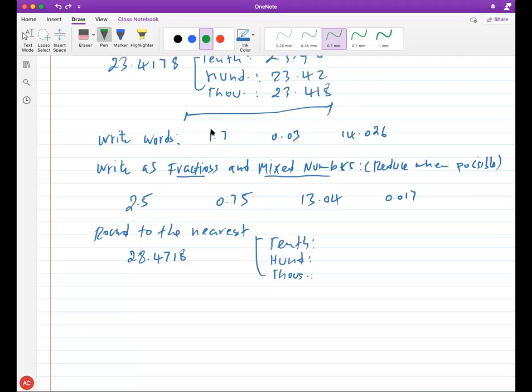All right, so let's go over these together. What is the first one here? 1 and 7/10. That's right, 1 and 7/10 in words. What about this one? 3 what? Hundredths. That's right, 3 hundredths.